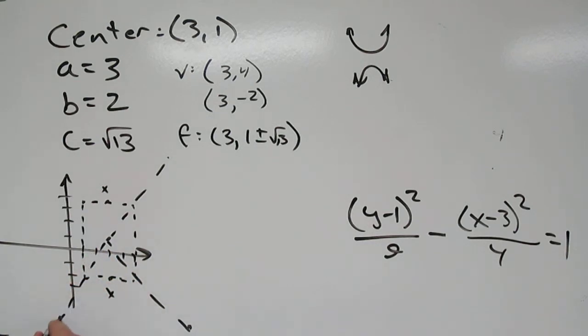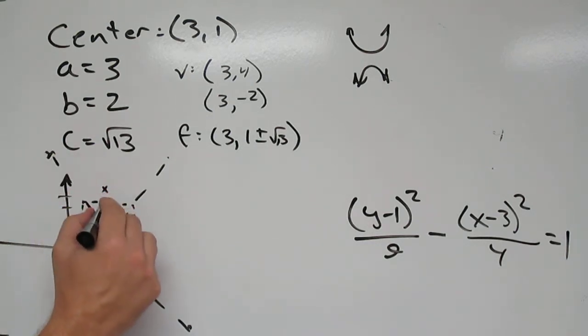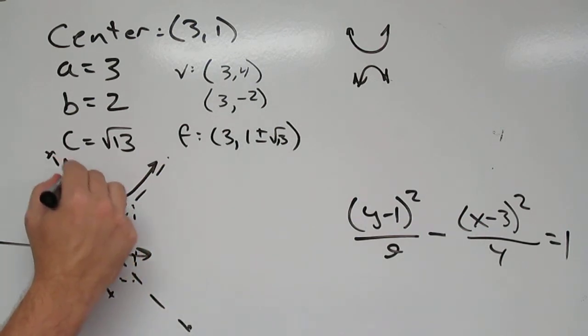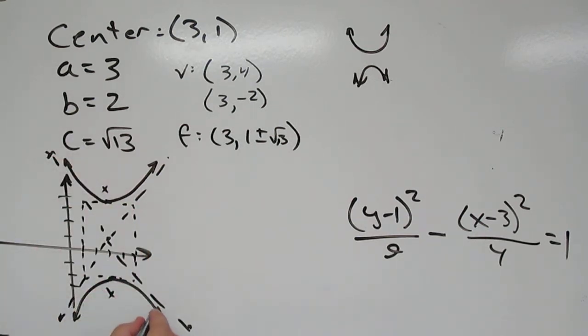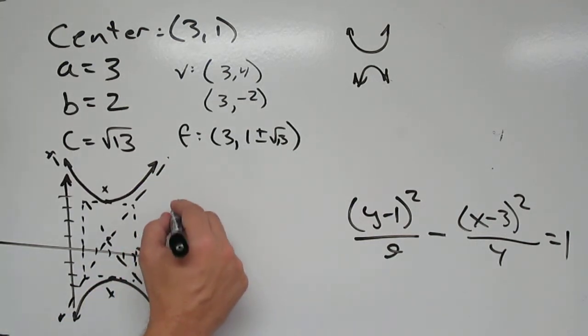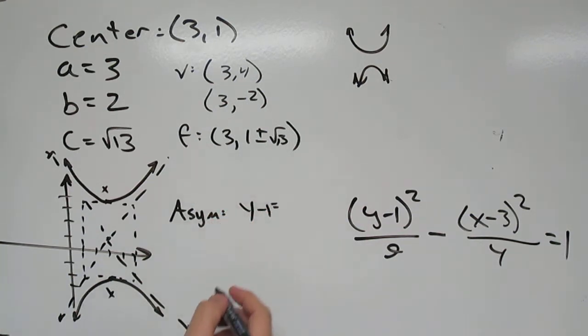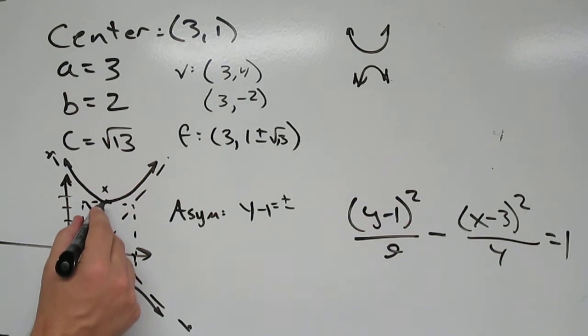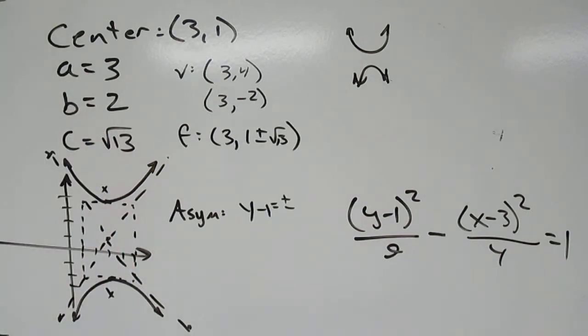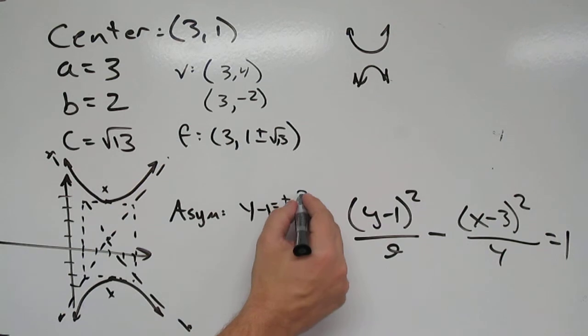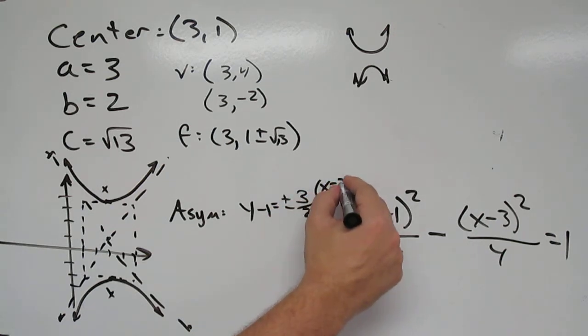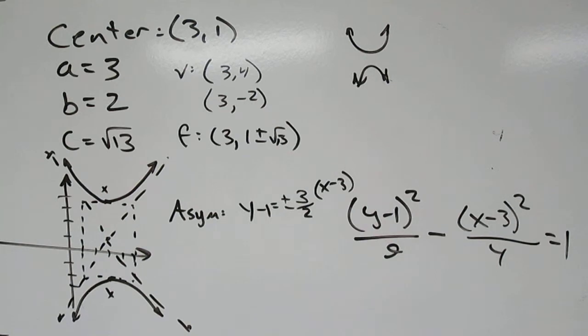And I always think it's easier to draw them in and then come up with the equation. So the equation that I would come up with for the asymptotes is y minus 1 equals plus or minus. Now my rise is the a value. Before it was b over a. This time it's going to be a over b. So I'd have 3 halves and then x minus 3. I think that's everything you would need to know for one of these, but this one opens up and down as opposed to the others that were opening left and right.